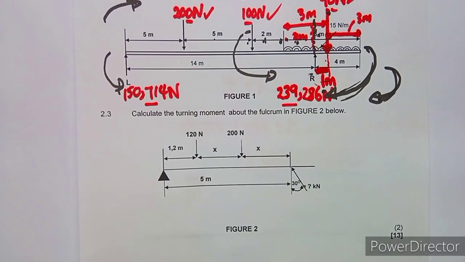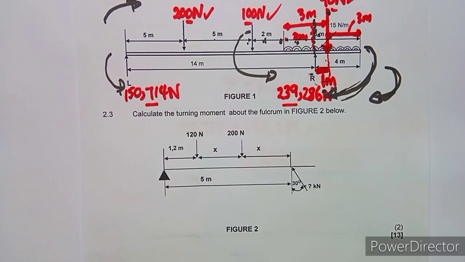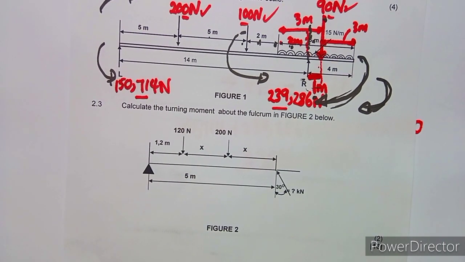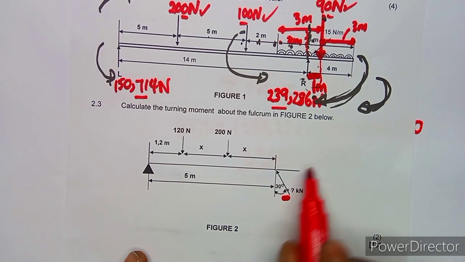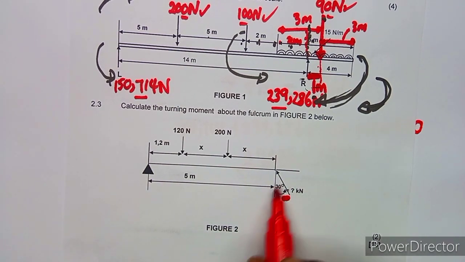Then on this question, which is: calculate the turning moment about the fulcrum in Fig 2 below. All right, we need to calculate the turning moment, which is this force here. That is the unknown force that is at the angle. That is the turning moment there.